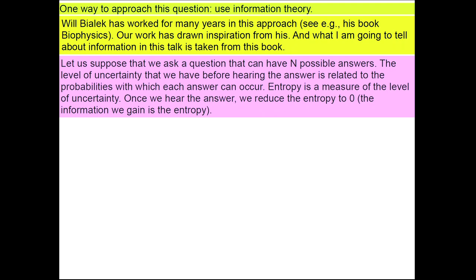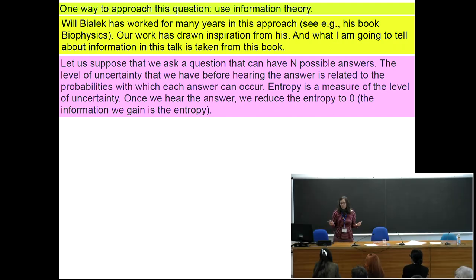So let me see what information is. I guess most people here are from physics, but there are some biologists, so I wanted to introduce also this idea of a quantitative idea of information. So let us suppose that we ask a question that can have any n different answers. What is the level of uncertainty that we have before having the response? Once we have the response, we no longer have any uncertainty. So we gain an information which is equal to the uncertainty that we had before.